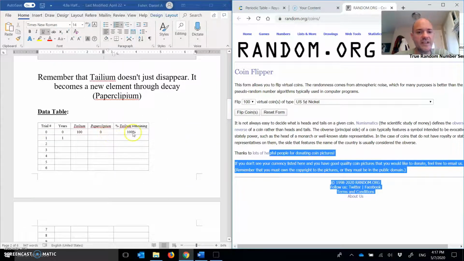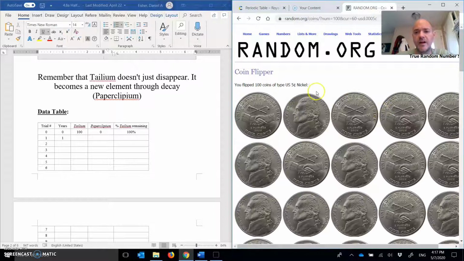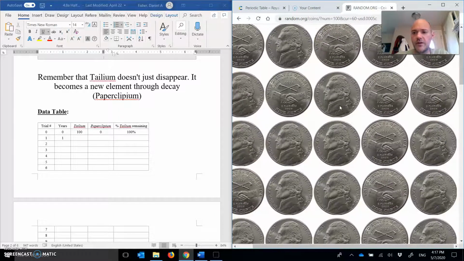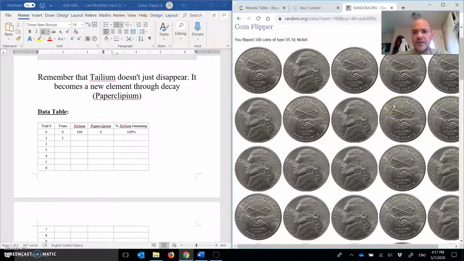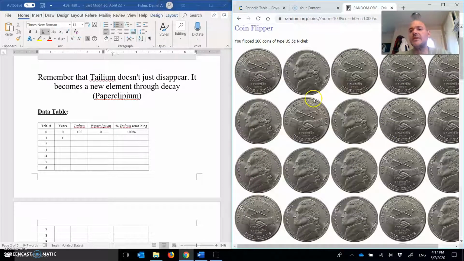So here's the idea. At the beginning, at time 0, we have 100 thallium. So we have 100 coins here, 100% of the thallium is remaining. So I'm going to flip the coins, and we'll see what I have here. They are in groups of 5, good, so I can see it. So I'm going to count the number of heads that I have.